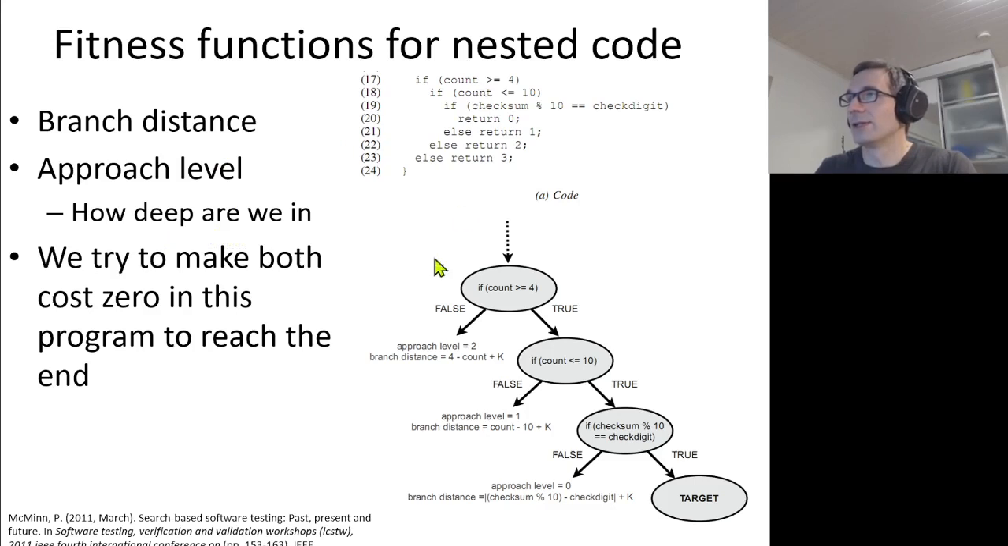Once you get some branch distance to 0, then you proceed. If you come out on this comparison, if count greater or equals 4, as false, then your approach level is 1 and your branch distance is 4 minus count plus k. But if you match this condition, then the branch distance here is 0. So now you have hit the branch. But you come out from this branch, so your approach level has reduced by 1. You must keep track of this other measure in order to handle nested code as well.